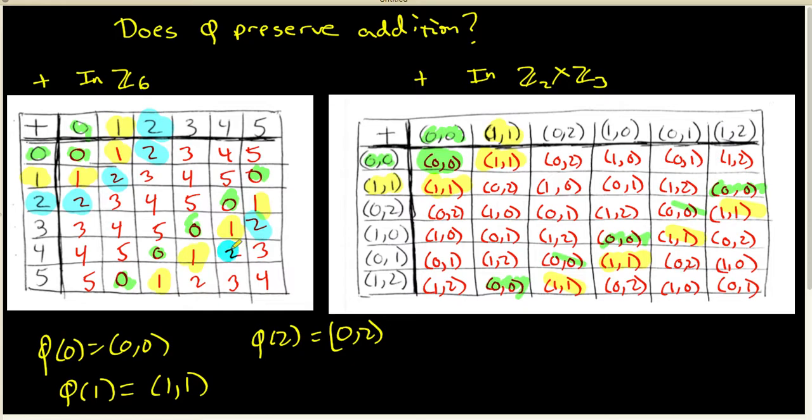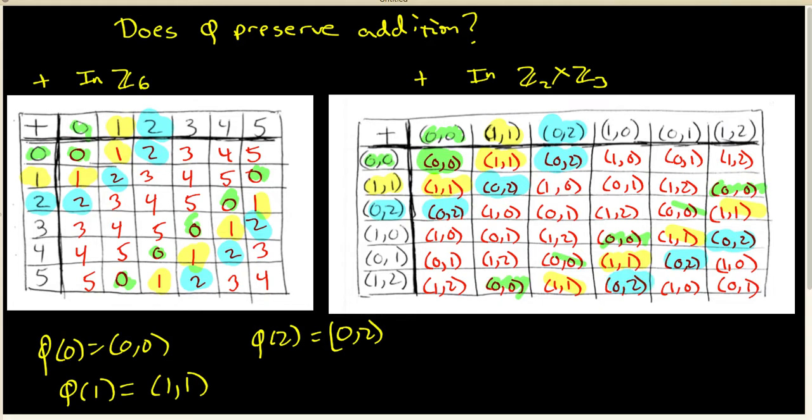And I've now colored all the 2's in the Z6 table this blue. And we're going to color the phi of 2, the 0, 2's, the same color over here. And when we do, you'll notice that again, they have exactly the same pattern.